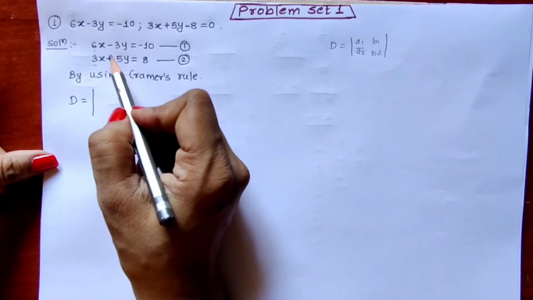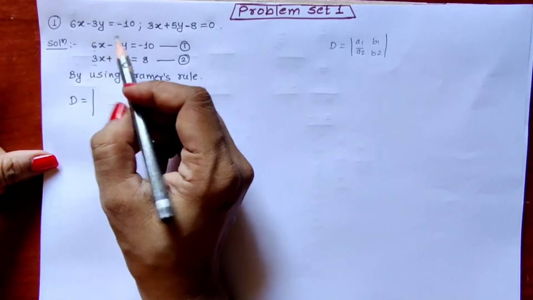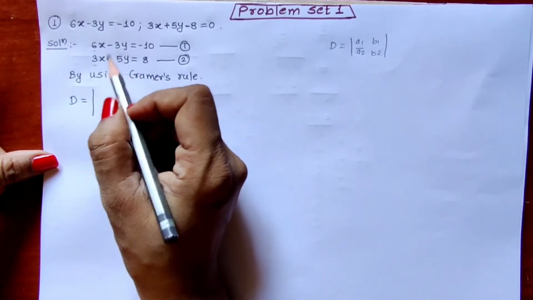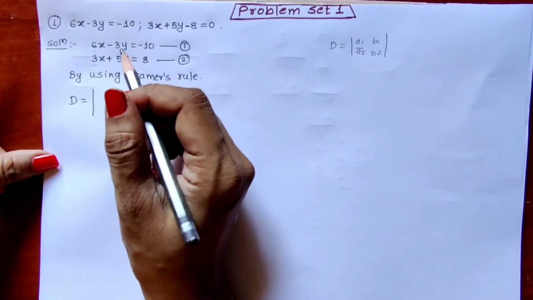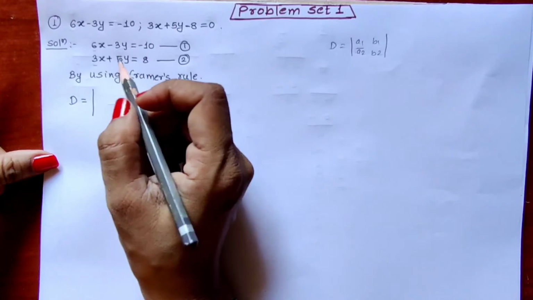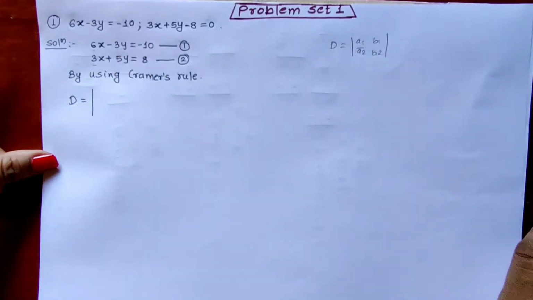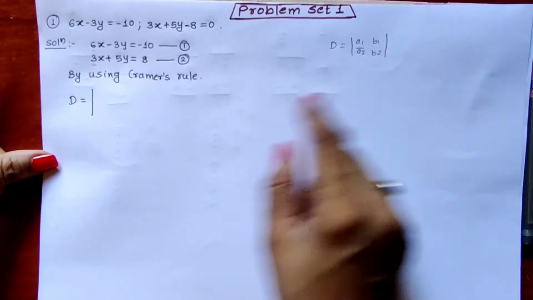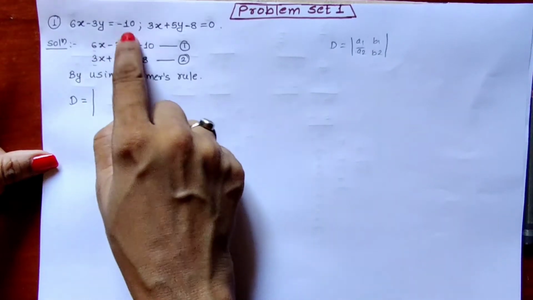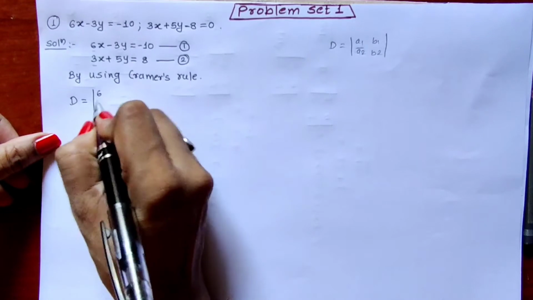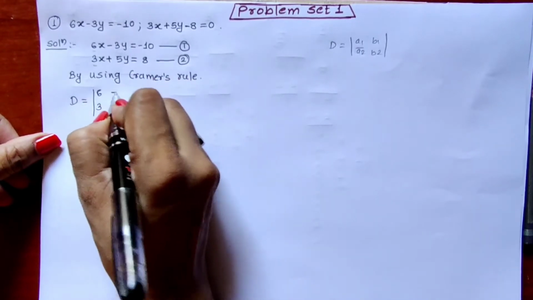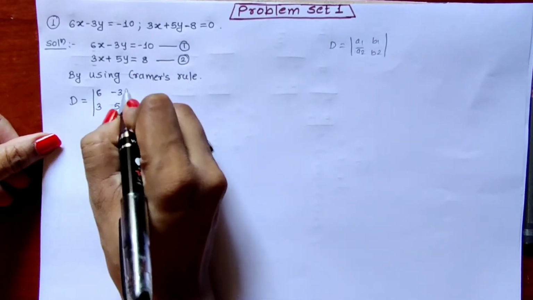So always we write the minus sign. If the minus sign is there, we write the coefficient with minus sign. If plus sign is there, we don't write that plus sign, but if minus sign is there, always write it with the minus sign. So let us write a1, a2, b1, b2 means coefficient of x and then coefficients of y. So 6, 3 and minus 3 plus y.